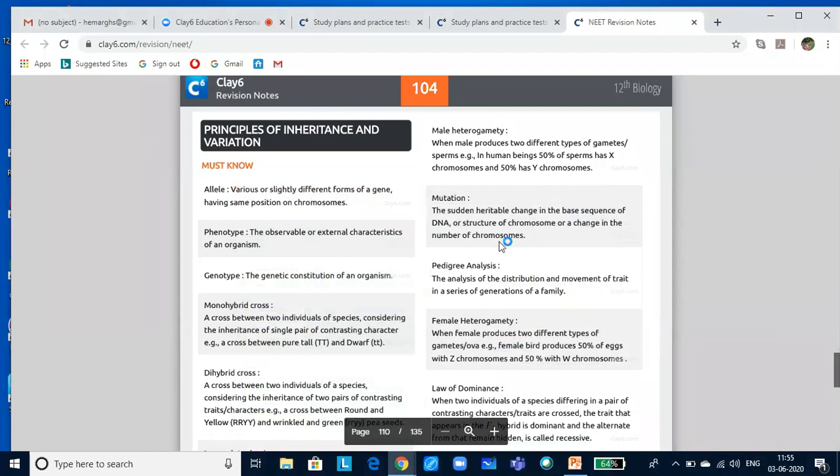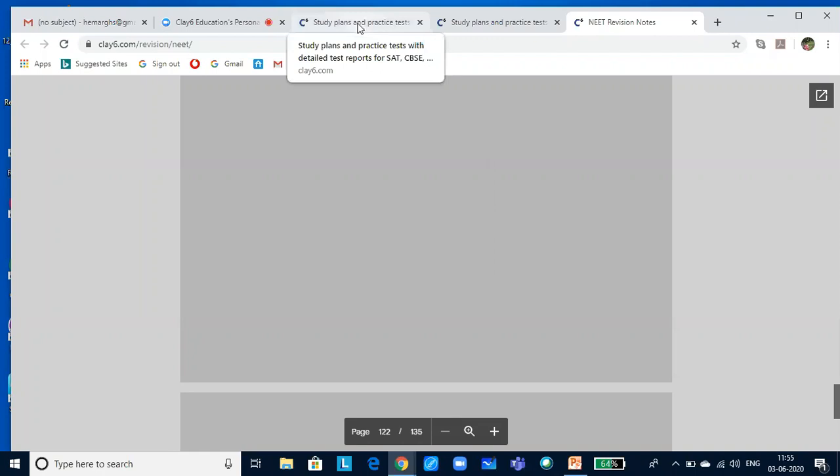Sometimes definitions can be asked where you might find it very difficult to answer because your NCERT textbook does not give you the crisp definitions. Now let us come to do a practice test.